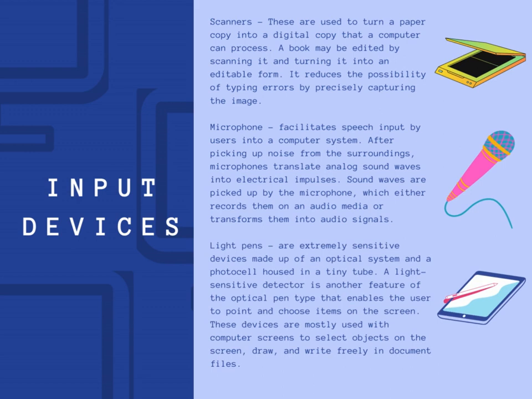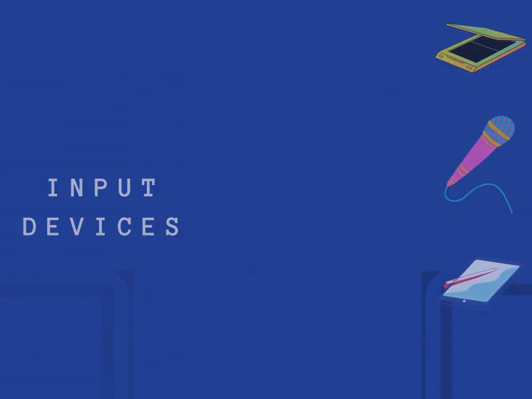Light pens are extremely sensitive devices made up of an optical system and a photocell housed in a tiny tube. A light-sensitive detector is another feature of the optical pen type that enables the user to point and choose items on the screen. These devices are mostly used with computer screens to select objects on the screen, draw, and write freely in document files.